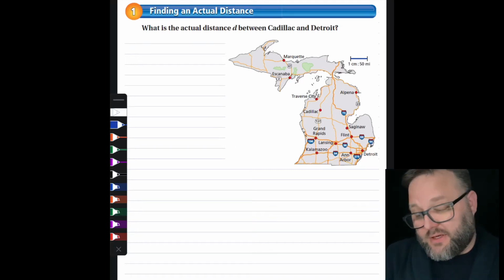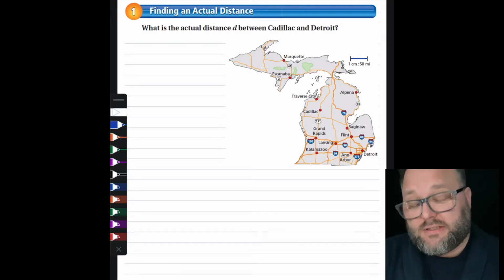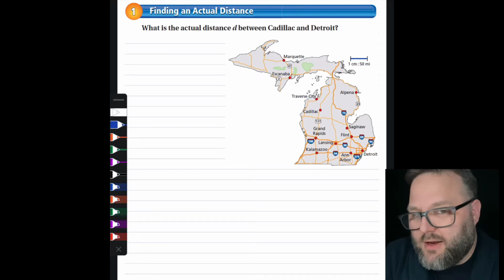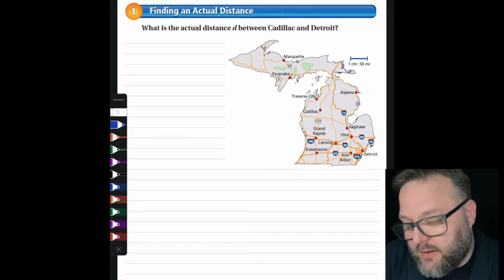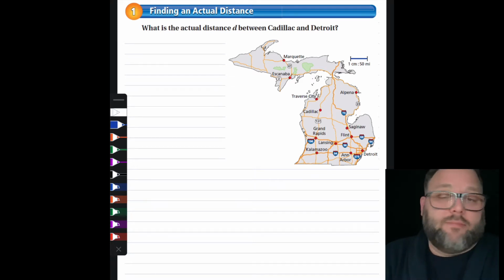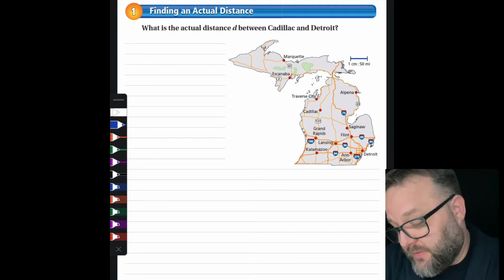All right, ladies and gentlemen, today we're talking about finding actual distance. And I've got what I think is a pretty cool way to look at this. I'm going to get into it. Give me just a second.